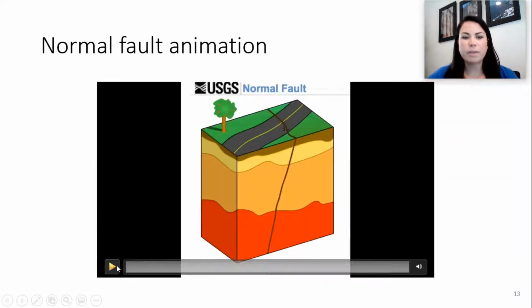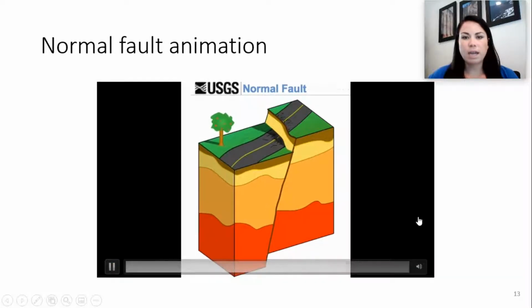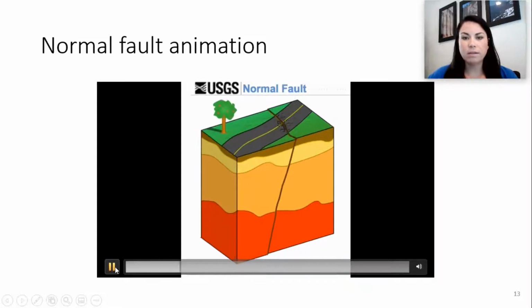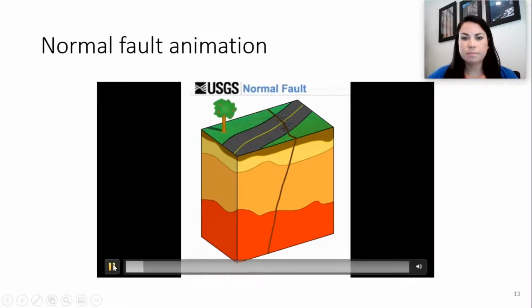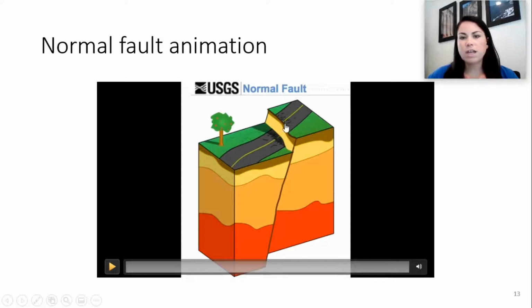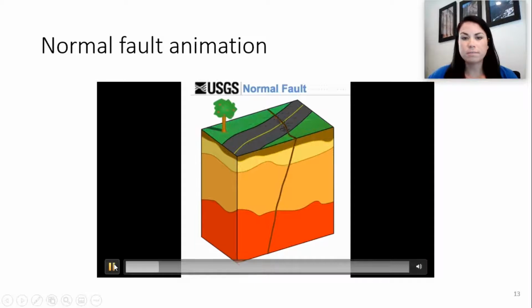Oh, here's a good animation here. We're going to watch this a few times. So here's a normal fault animation. You can see that this down thrown side of the fault is moved down relative to this piece here. So again, this block is moving down. And over time, immediately you'd see this difference here, but if this were to fill in with some sediment, it would be difficult to see a normal fault at the surface.